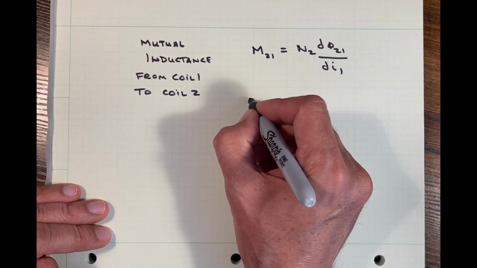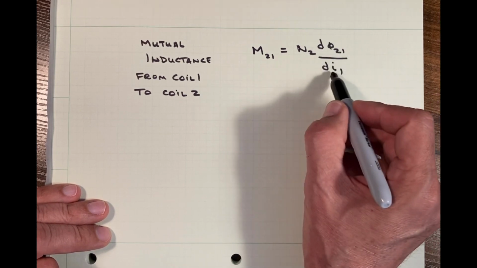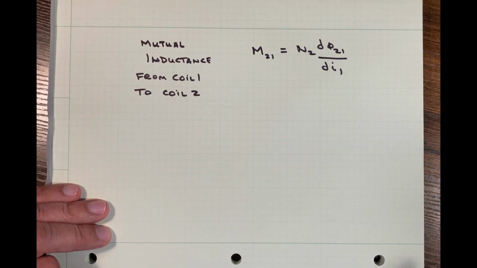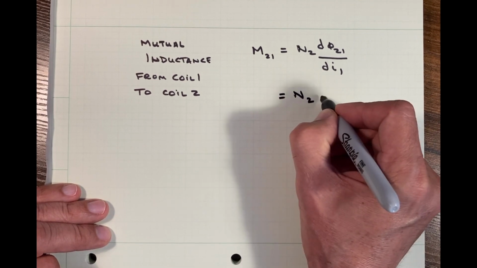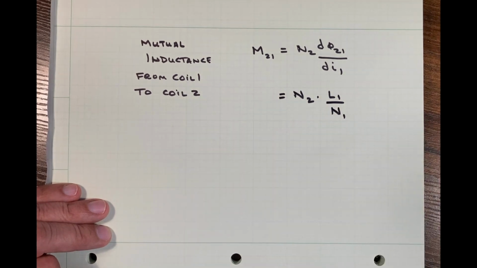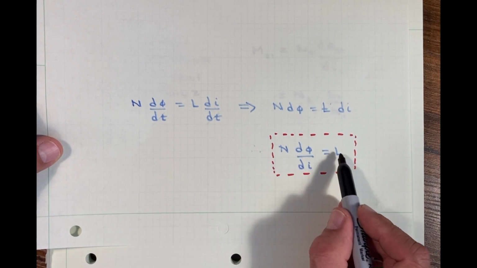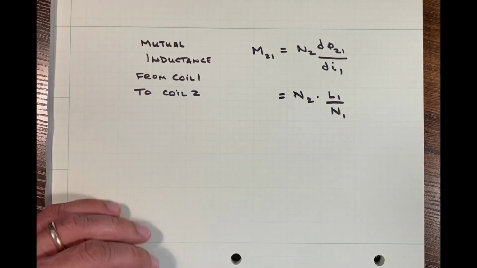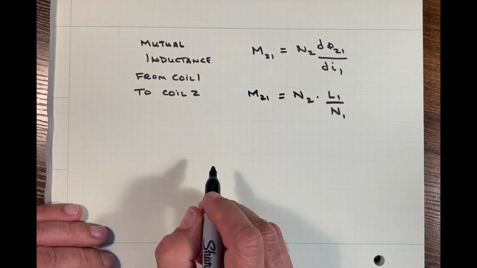And similarly, as a matter of fact, let's go ahead and notice now that we have an expression for dΦ/di. So what we can say is N2 times L1 over N1. And that comes from this result right here. dΦ/di is equal to L1 over N1. So that's that. That's M21.